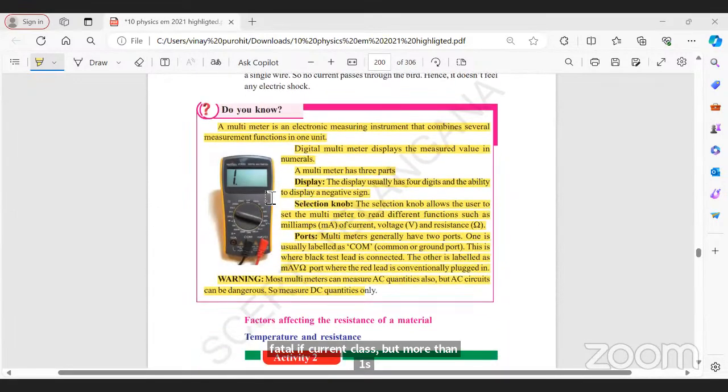Next, coming to the multimeter. A multimeter is an electronic measuring instrument that combines several measurement functions in one unit.